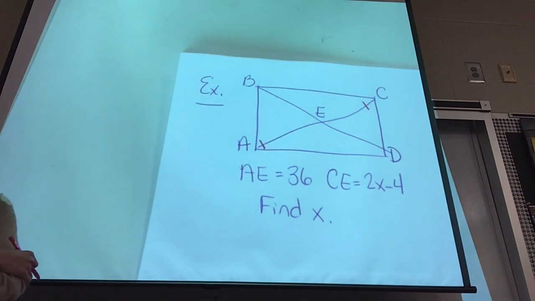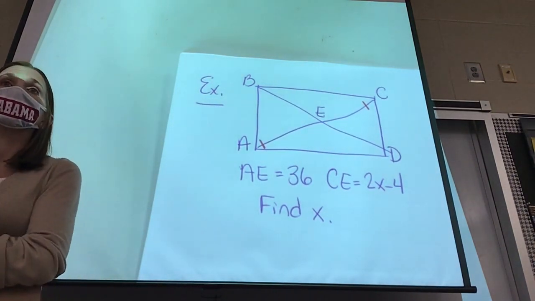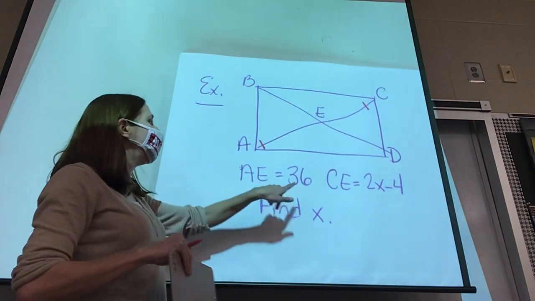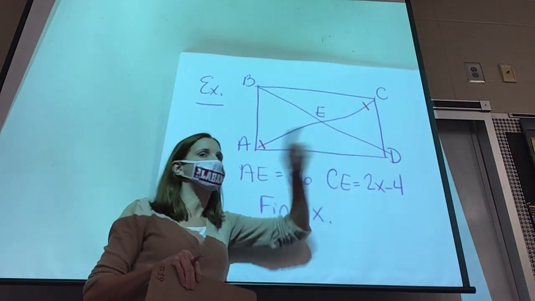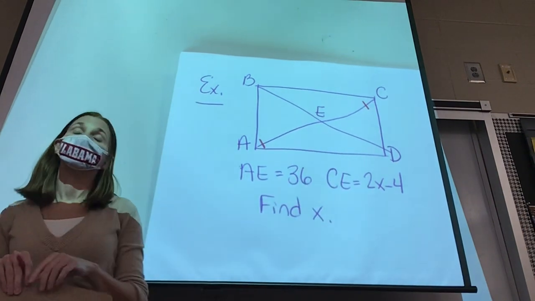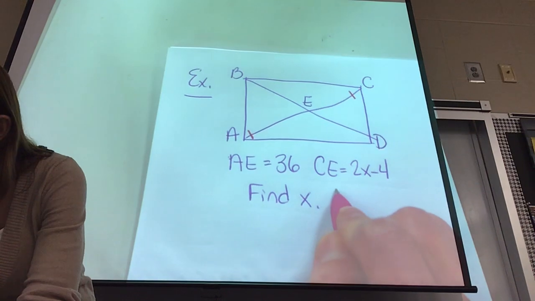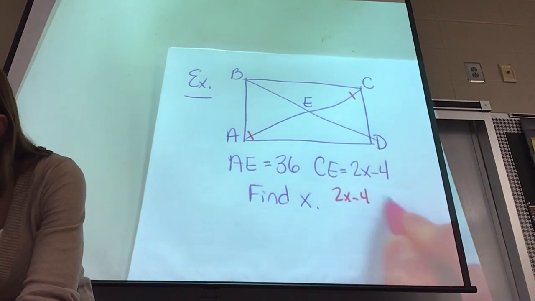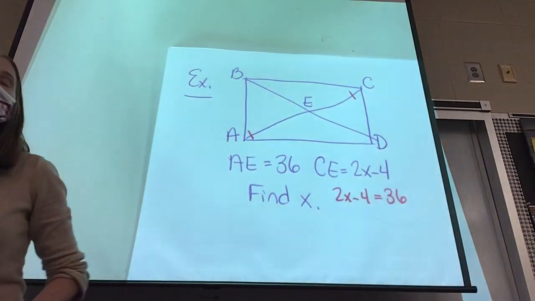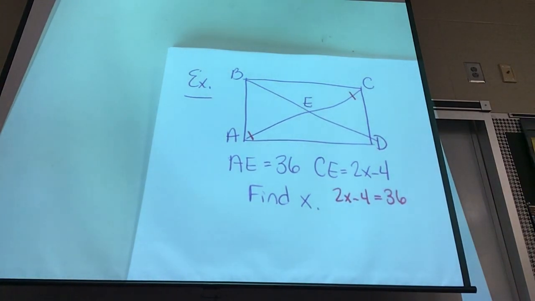So it's 36. We still gotta solve the equation? You gotta find X. They don't wanna know what it equals, they wanna know what X equals. So what would you put in here that would make that equal 36 is what they're asking. So you're doing 2x minus 4 equals 36, so that you could solve it and find out what that would be.